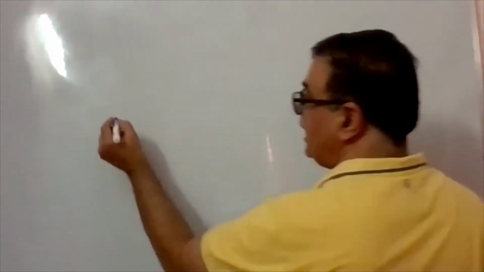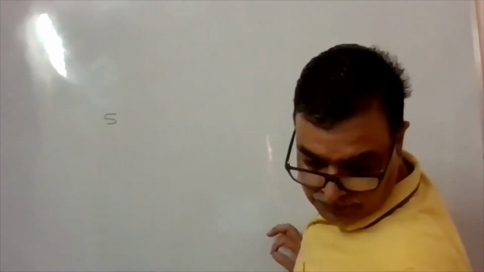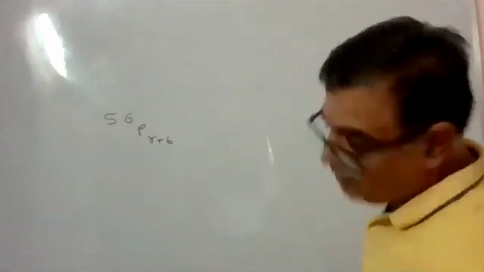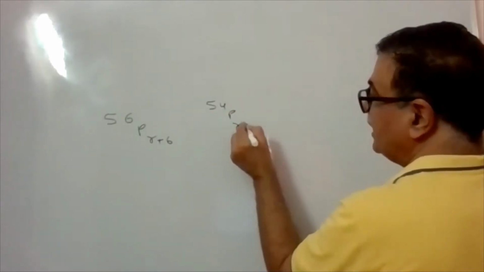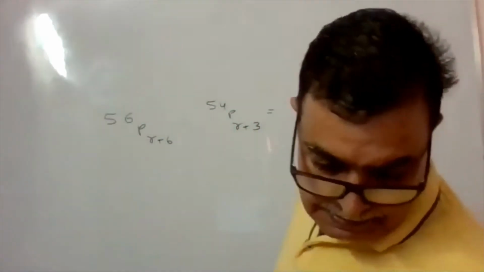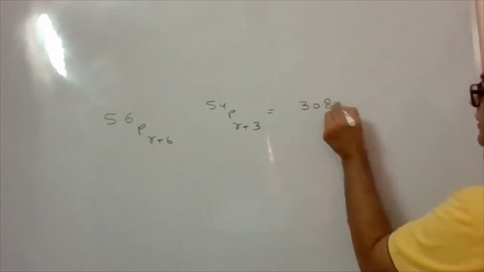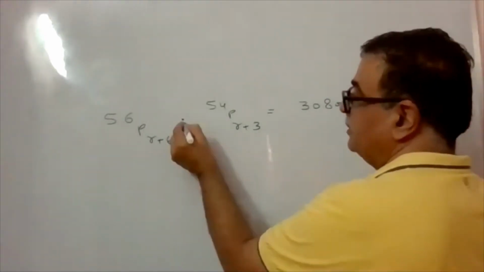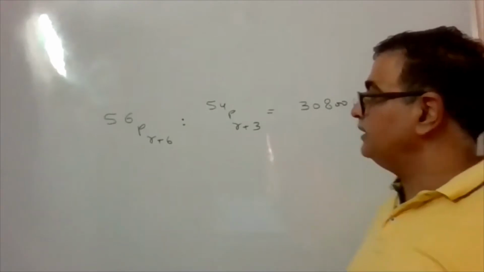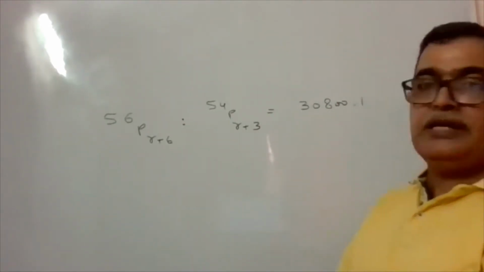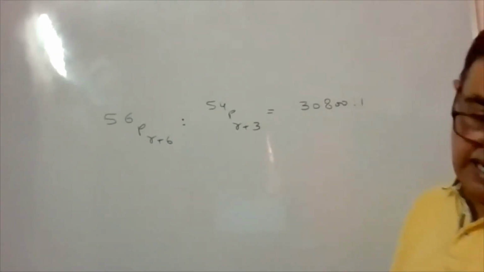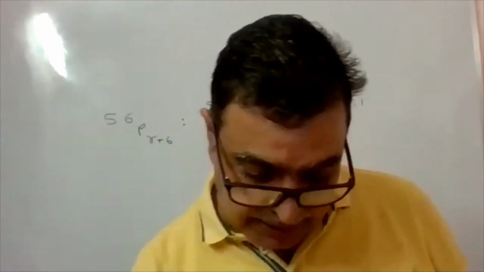Next question please. 56PR plus 6 ratio 54PR plus 3 equal to 30800 ratio 1. This is the question we have. 56PR plus 6 ratio 54PR plus 3 comes out to be 30800 ratio 1. My question is, find what should be R here.